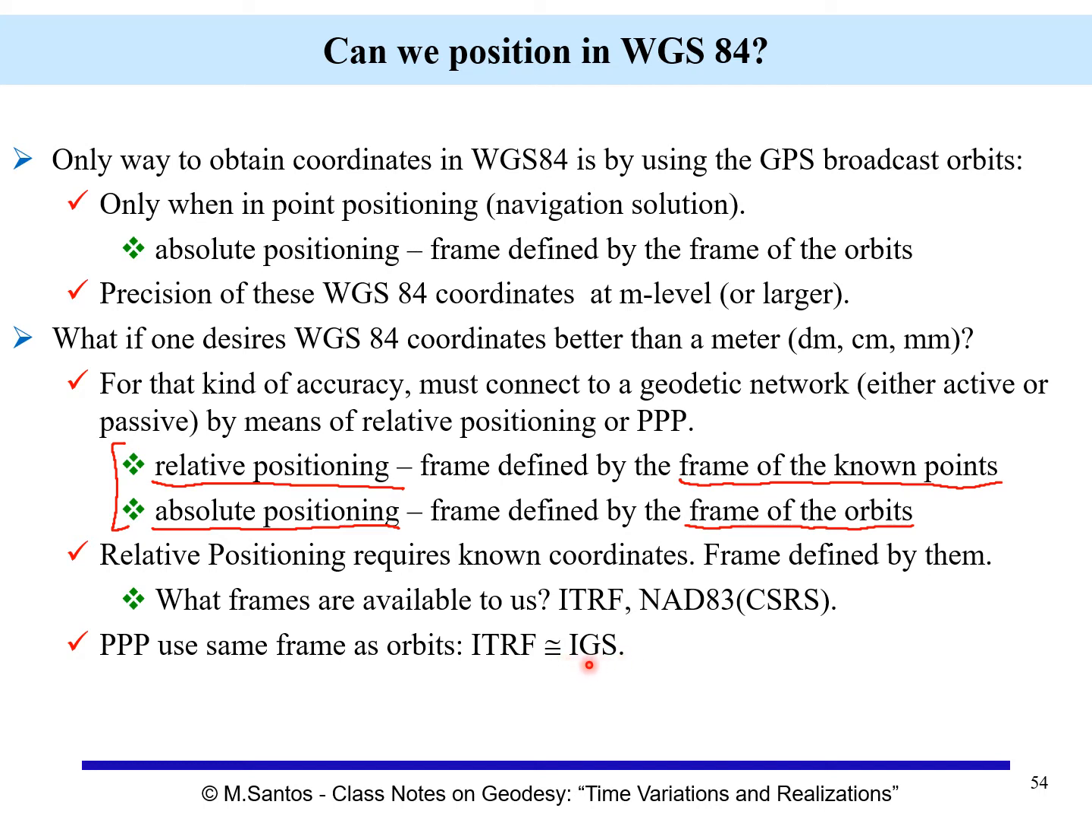We have seen the orbits of the IGS are really in the ITRF, but again, it's not the frame, it's the accuracy of the orbits. The accuracy of the orbits is what? A few centimeters, a decimeter.